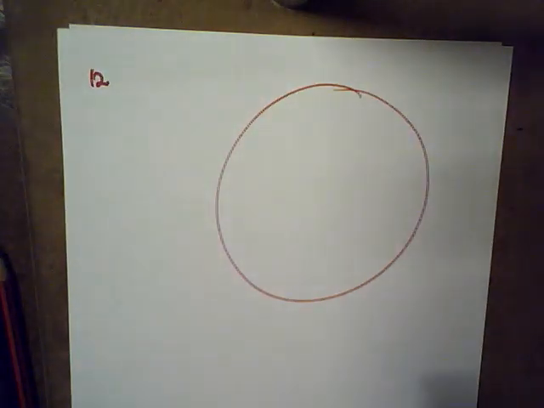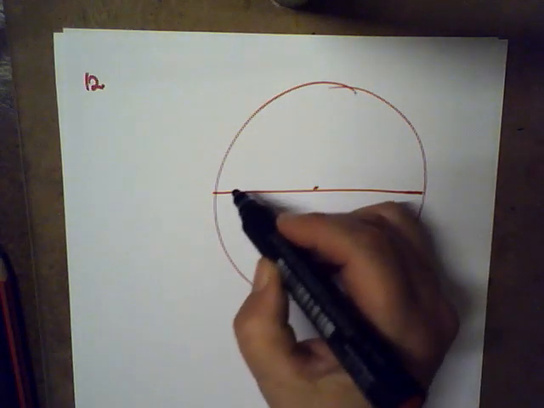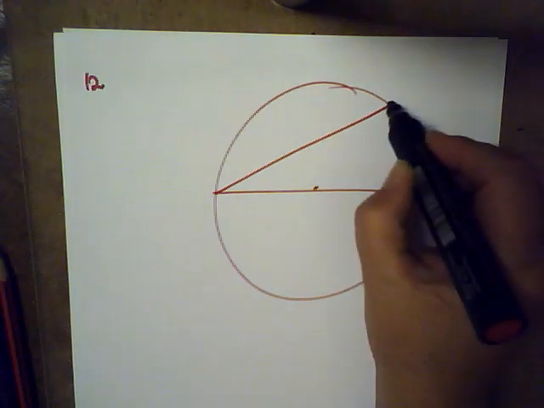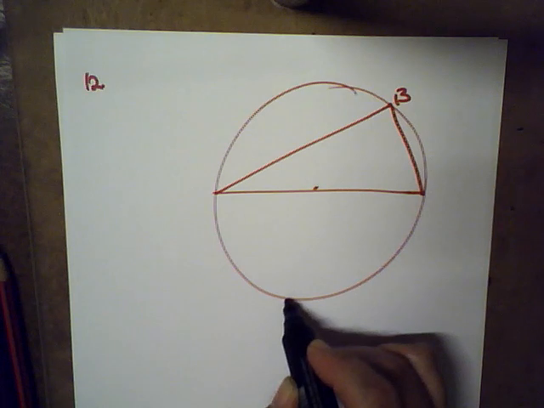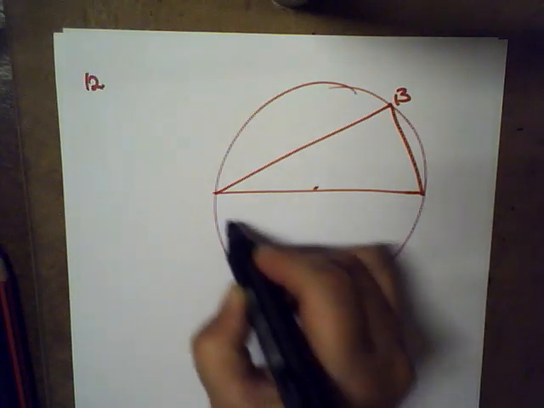I'm going to move on to question 12. We'll come back to question 11 in a tick. I have a circle with O as the center and a point B lying there, and the point E lying there, the point D lying over there.